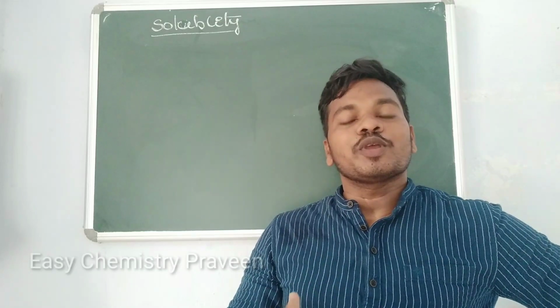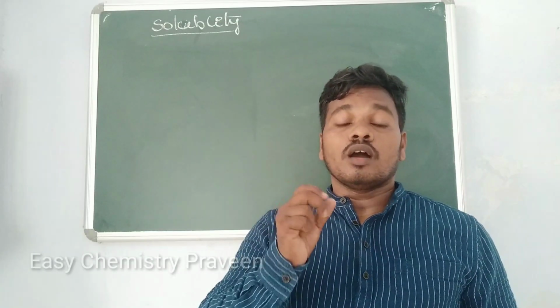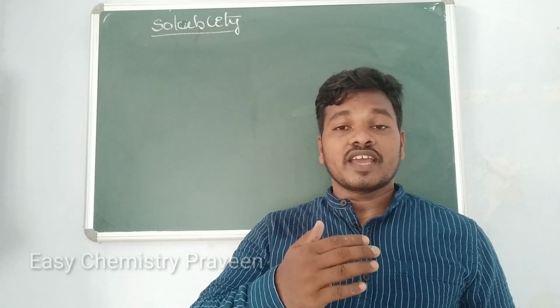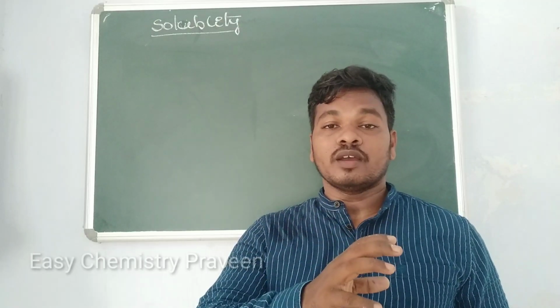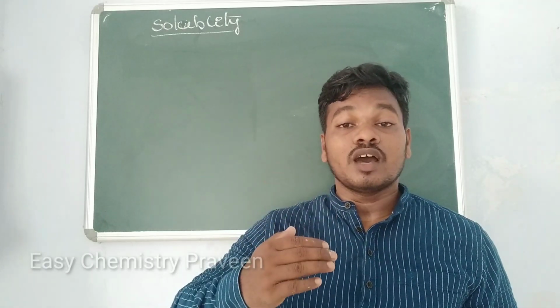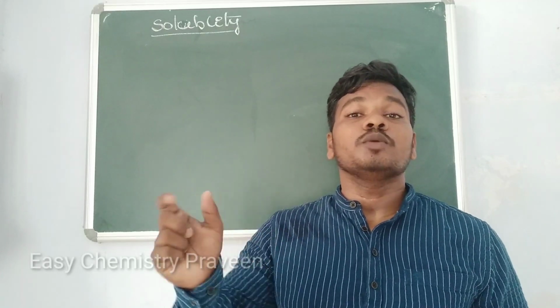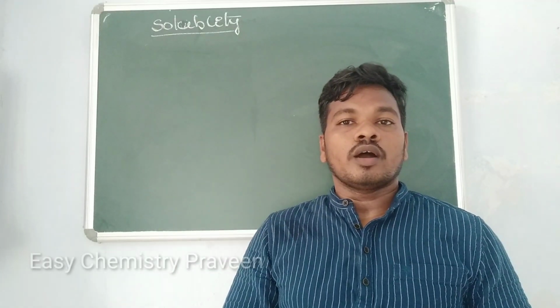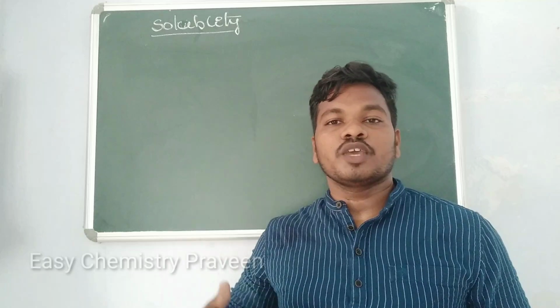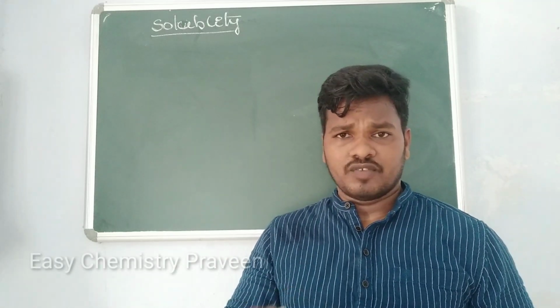Today we are going to discuss how to identify which anion, which cation, which magnesium compound, which hydroxide, which oxide, which organic compound is more soluble or less soluble. So, identify the solubility order. Here I am giving some tips that will be helpful to find out the solubility order very easily.